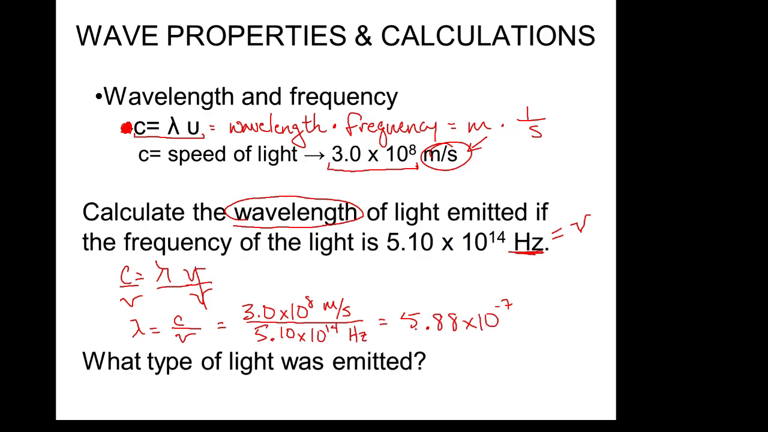And the units for wavelength is meters. So there you go. So the wavelength of that frequency is 5.88 times 10 to the minus 7th. And then it asks us what type of light was emitted.